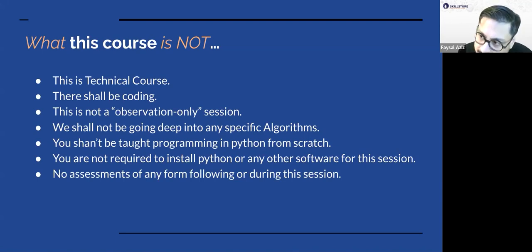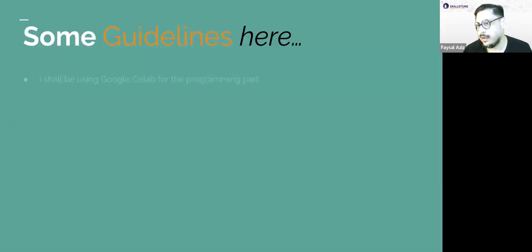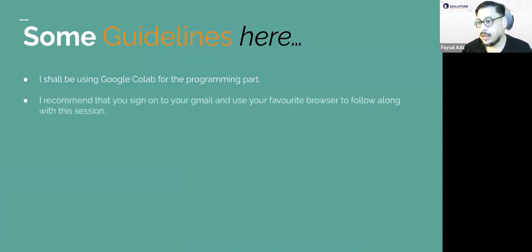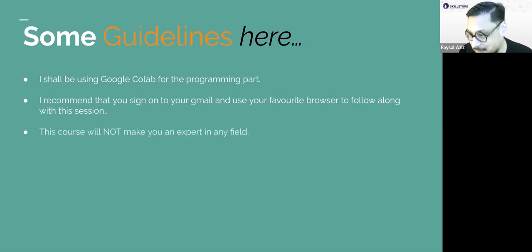So I am going to be making some assumptions over here. One of them is that you have a Google account, because I'll be using Google Colab for programming, which means that I can just use the browser, but you will need a Google account. Google account meaning your Gmail is good enough. So I recommend that if you do want to follow along, sign on right now to your Gmail, and then later it'll be much easier to start working with Colab. This course is not going to make you an expert.